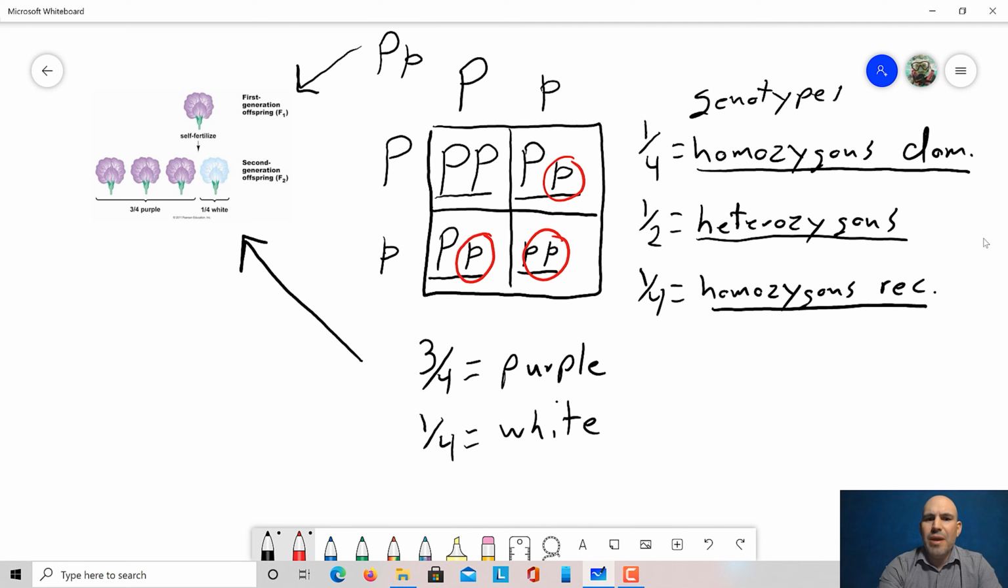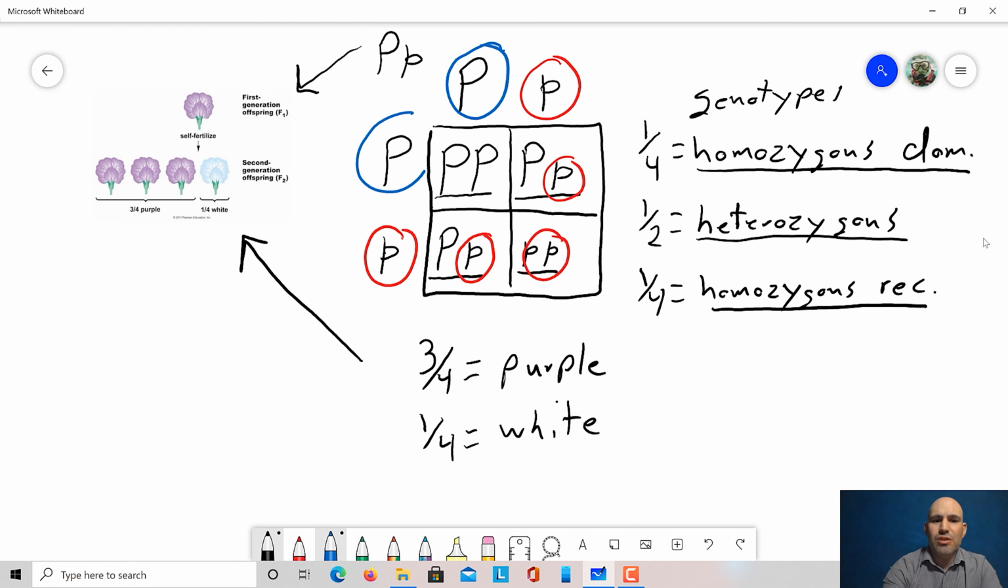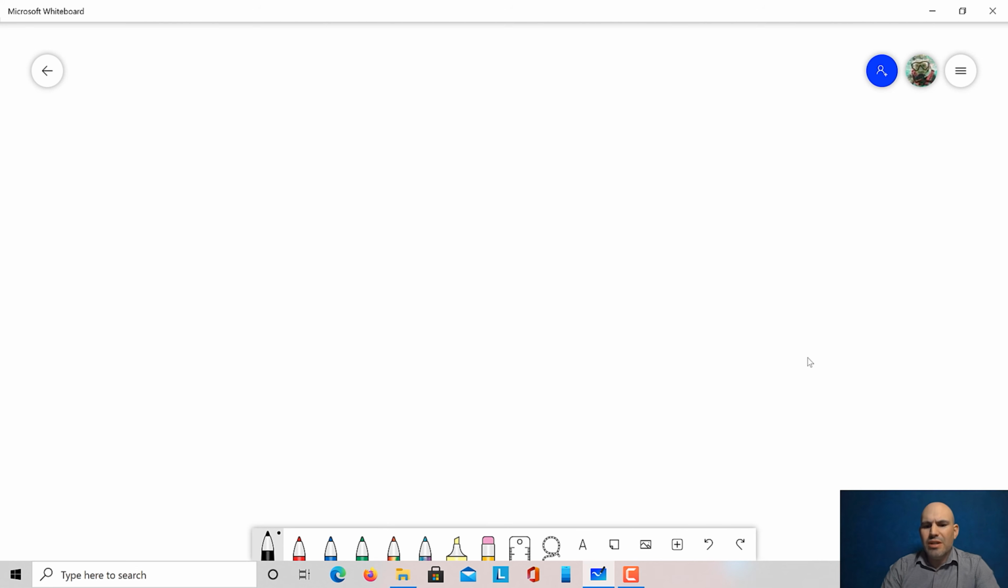But if you look at the parents, they had the white gene. It was there, it just wasn't showing up because the dominant one, this purple, is what took over. This is what showed up. This is what manifested. We call it expressed. That is what was expressed. So I want to talk to you about why dominant is dominant, why recessive is recessive.